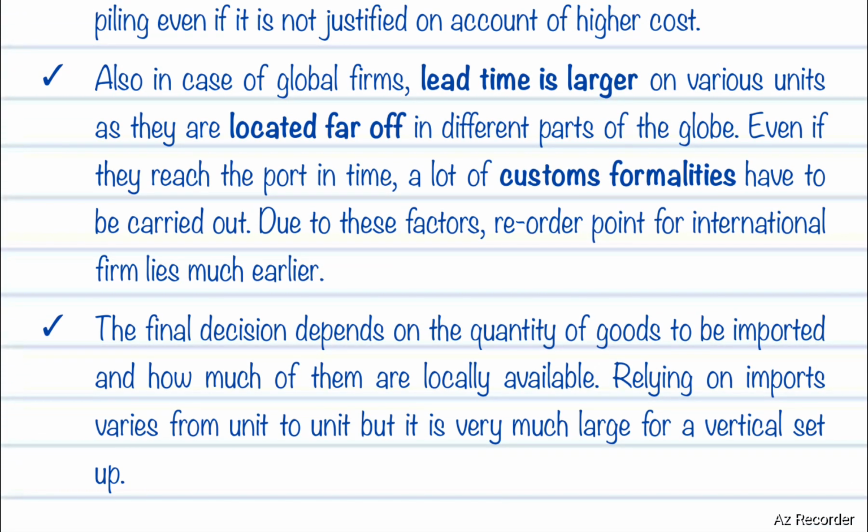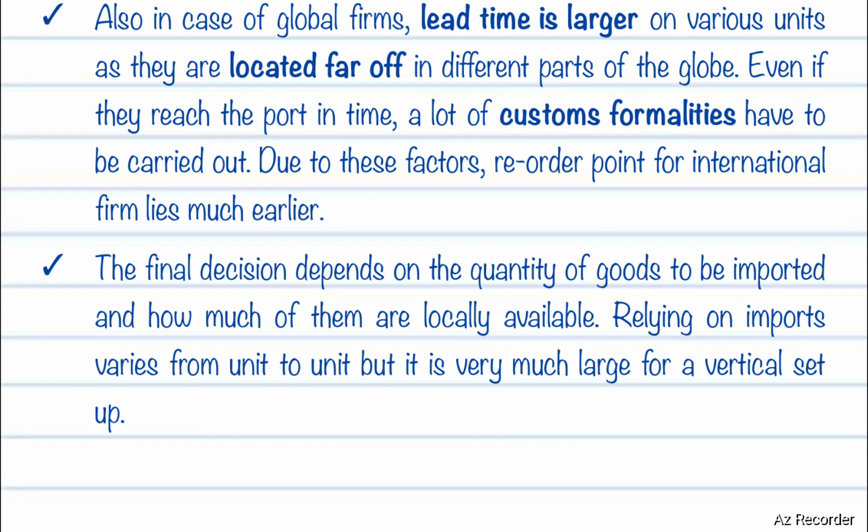Also, in case of global firms, lead time is larger as various units are located far off in different parts of the globe. Even if they reach the port in time, a lot of customs formalities have to be carried out. Due to these factors, the reorder point for international firms lies much earlier. The final decision depends on the quantity of the goods to be imported and how much of them are locally available. Reliance on imports varies from unit to unit, but it is very large for a vertical setup.